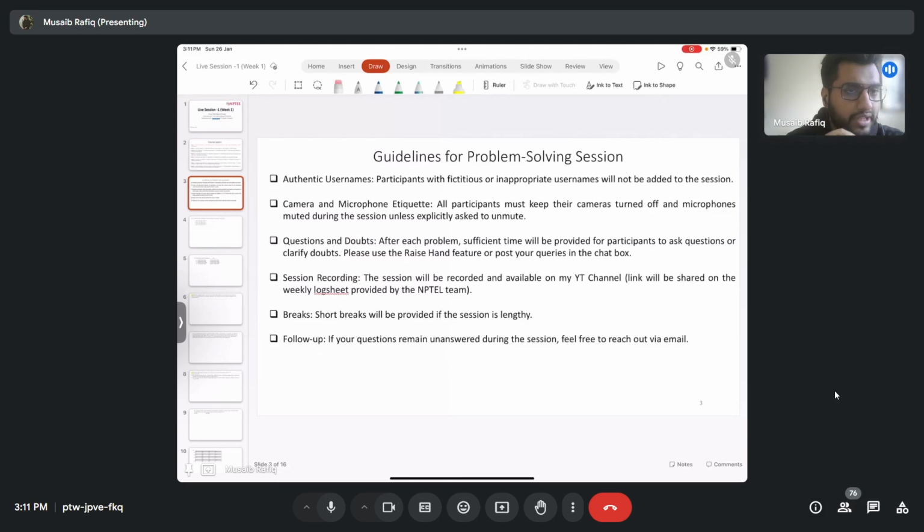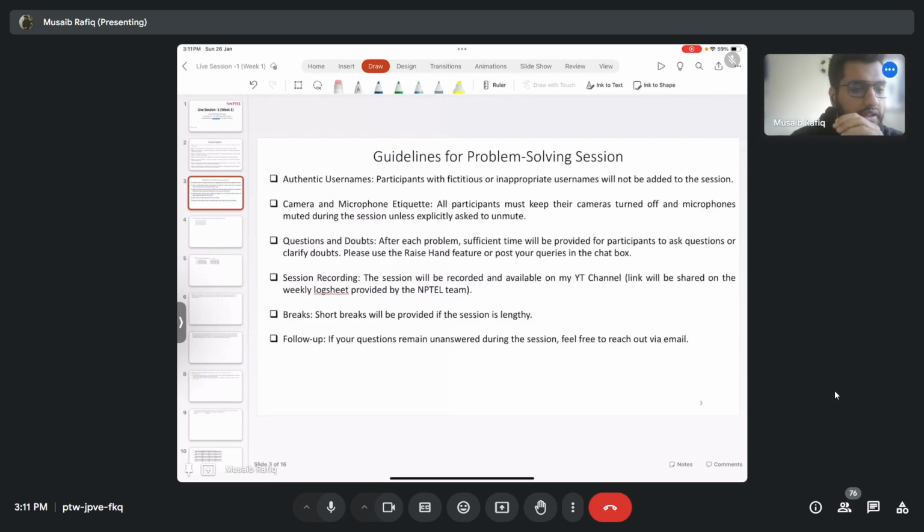Regarding the questions and doubts, I'll provide ample time for you to ask your doubts. Whenever I finish solving a particular problem, if you have some doubts or queries, you can raise your hands or you can type in the chat box. The chat box will always be open. You can ask any doubts, any queries in the chat box.